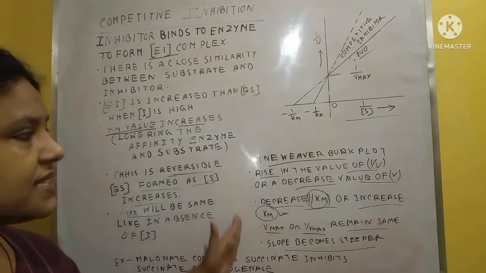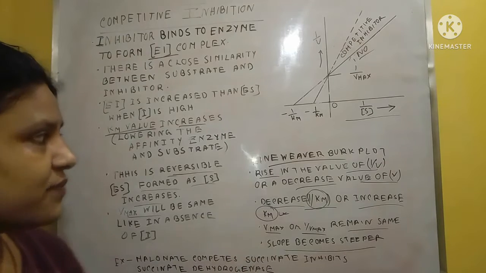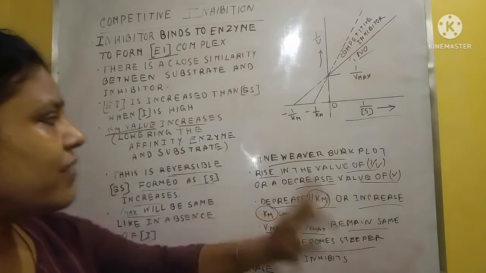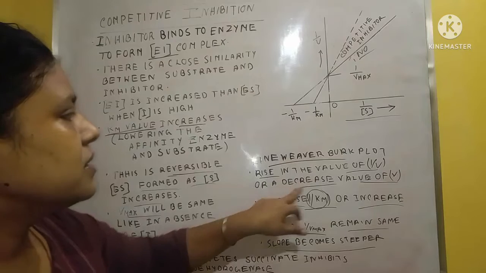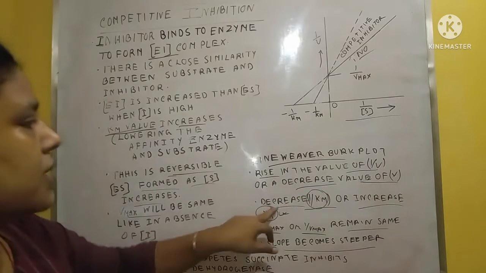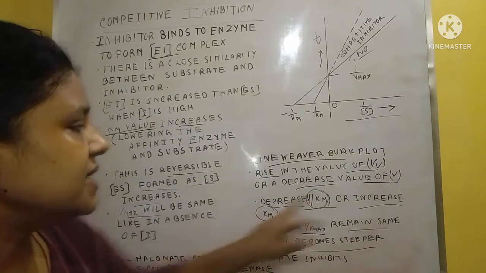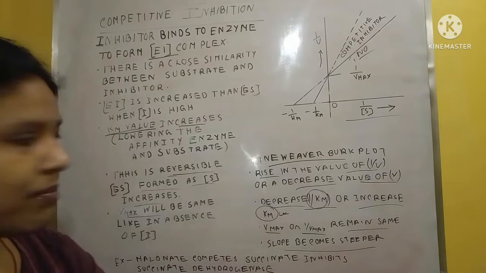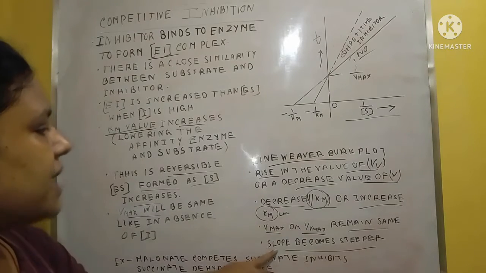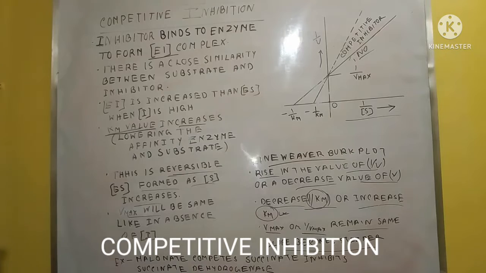which creates this situation when the EI complex is formed. The value of 1 by V rises, but there is a decrease in the value of V, 1 by Km decreases but Km increases, Vmax or 1 by Vmax remains the same, and the slope becomes steeper. Okay, so this is the competitive inhibition.